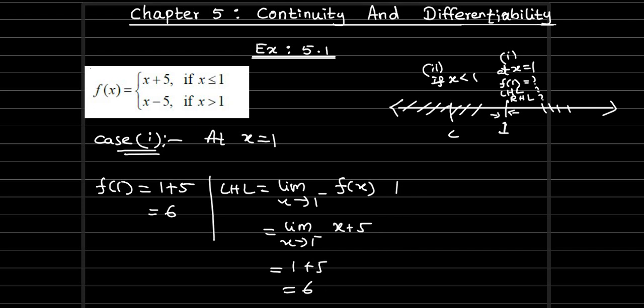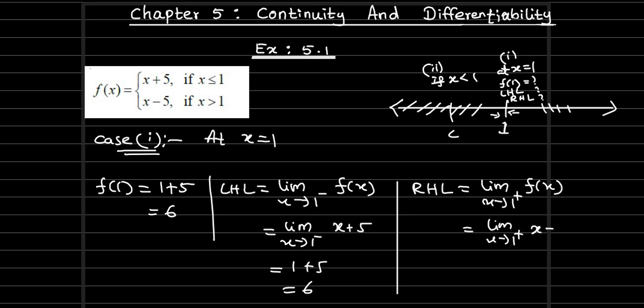Okay, now the right side close values of 1. Right hand limit, x is approaching 1 from the right side, f of x. Here all values are greater than 1, so we have to choose the second function. Replacing f of x with the second function, x minus 5, and replacing x as 1, 1 minus 5, which is minus 4.